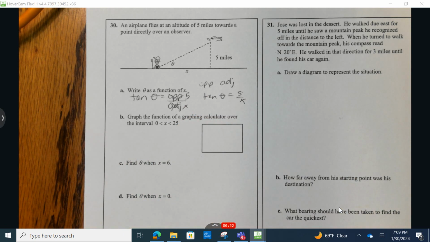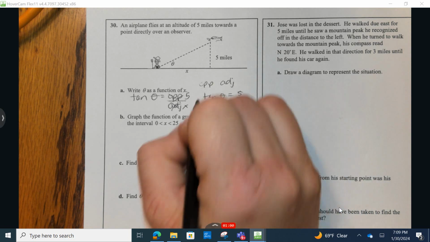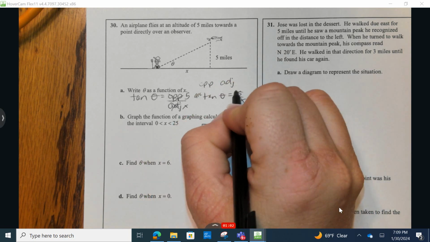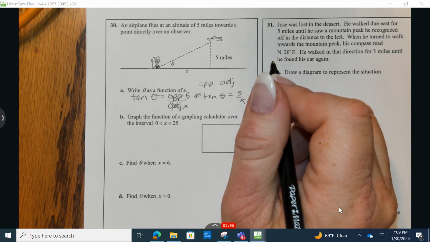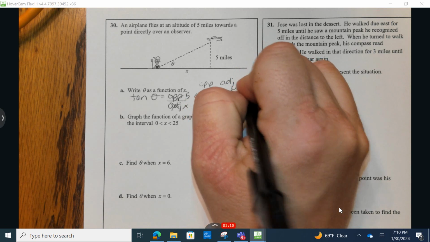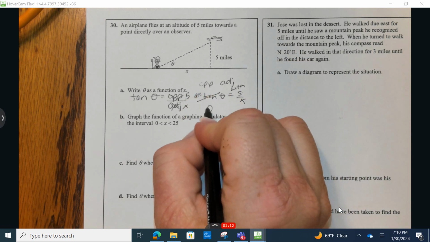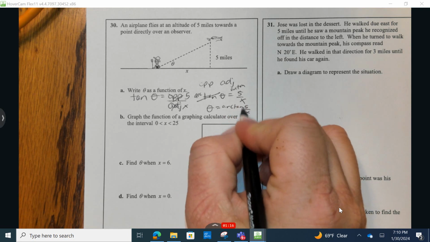Now how do we write theta as a function of x? In order to get theta by itself, we're going to take the inverse of it, right? So I'm going to take the inverse of this, which is the arctangent. So I'm going to do the arctangent of this, and now theta is by itself. So theta equals arctan of 5 over x.